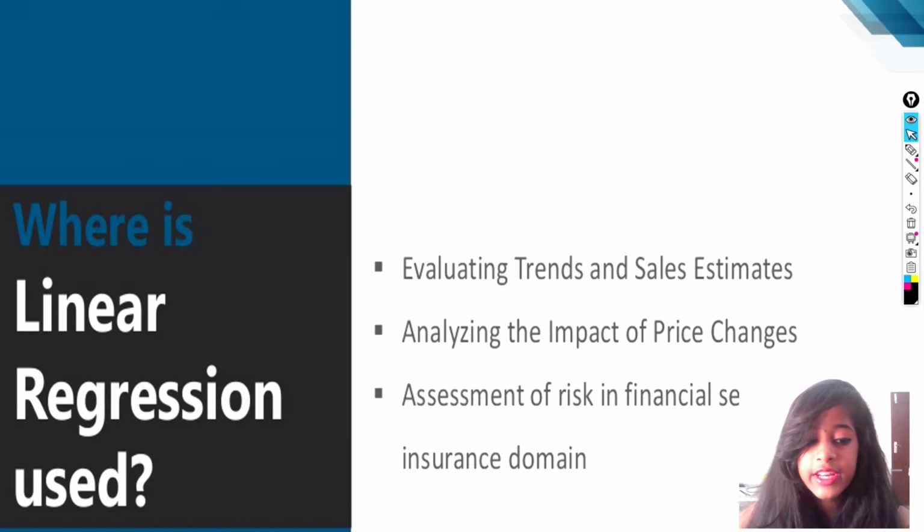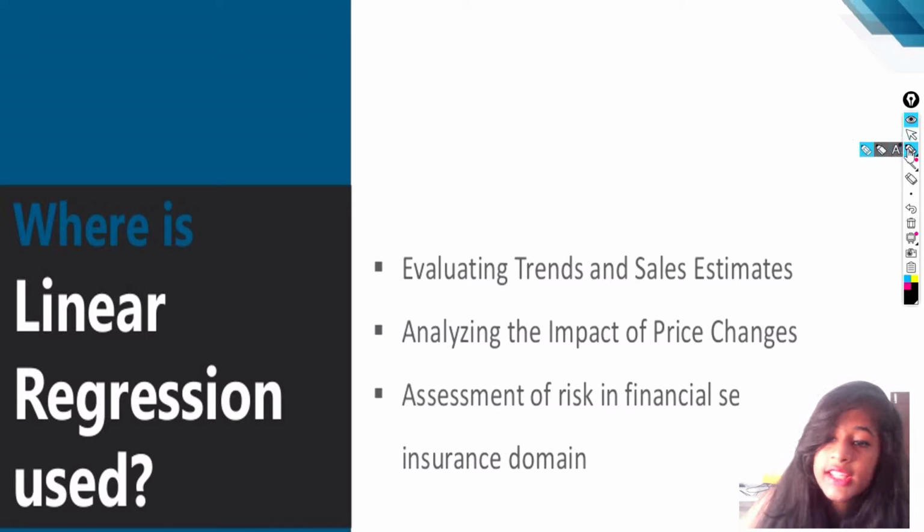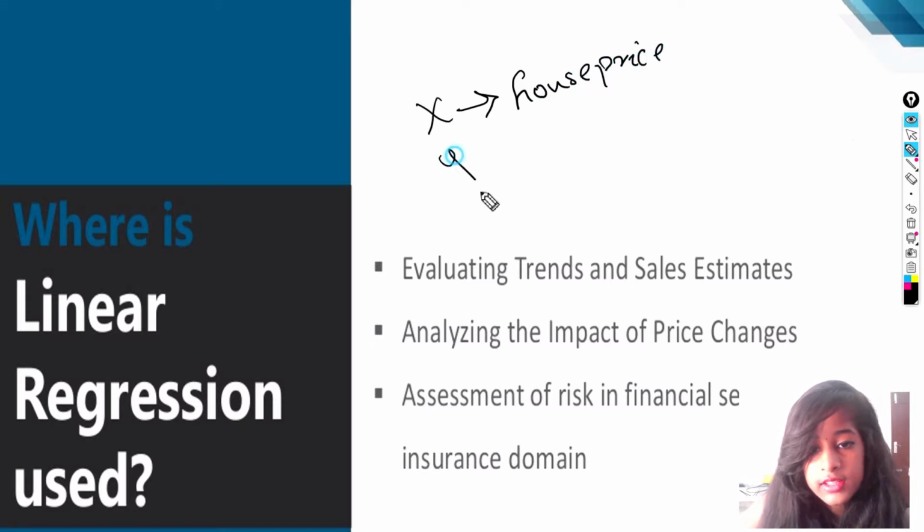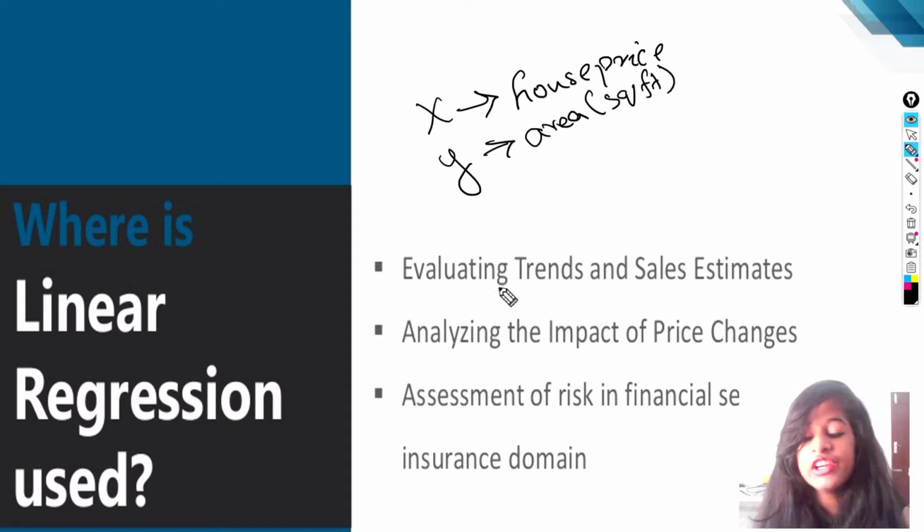And now let's see where linear regression is actually used. It's used to evaluate trends and sales estimates. As I gave you guys an example, we want to predict a variable called x, and that's going to be house price. And variable y is going to be an independent variable, let's take it as the area, how much it is, in square feet. Now this is where it's used. You can see here, evaluating trends and sales estimates. House price can also be considered as sales.